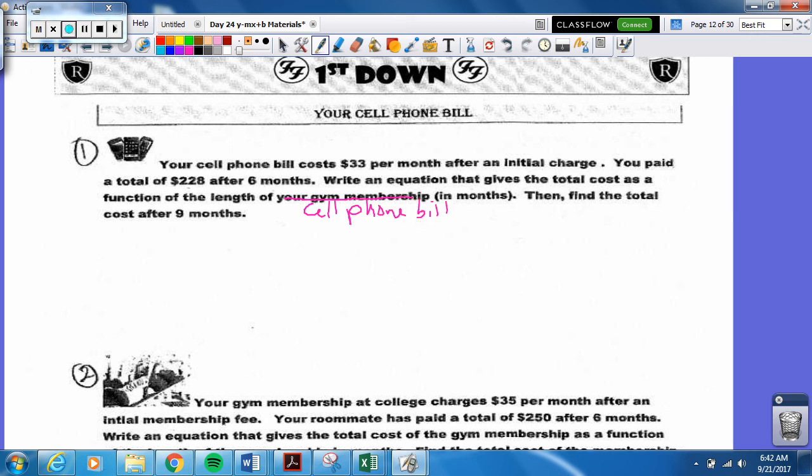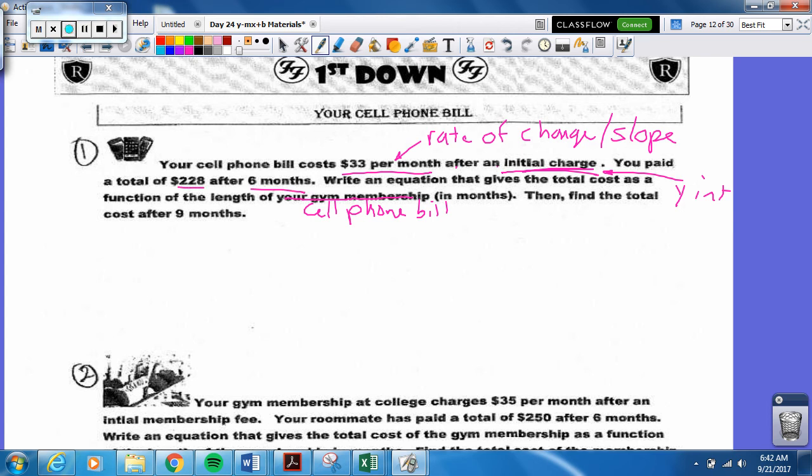Alright, your cell phone bill costs $33 a month. Got it. Okay. So this is their rate of change. Write that in. Everything I write, you write. Rate of change. And rate of change is always the slope. The slope, the rate of change. And after an initial charge, this is your y-intercept right here. Y-intercept right there. So you paid a total of $228 after 6 months.